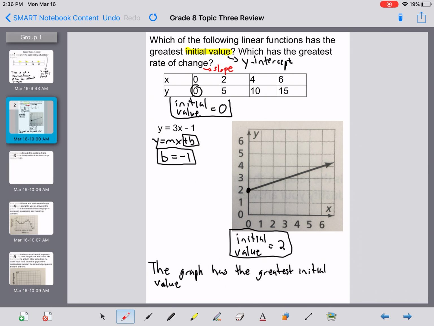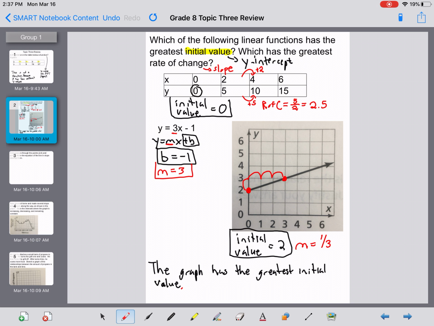Now my rate of change for my equation is just my m value. So my m here is equal to 3. Now I'm going to determine my rate of change for my graph. I can pick 2 points. I can still use my y-intercept, and I can use this second point here at 3, 3. I'm going to see how it rises over the run. So it rises up 1 and it goes to the right 1, 2, 3. So here, my rate of change is 1 over 3.